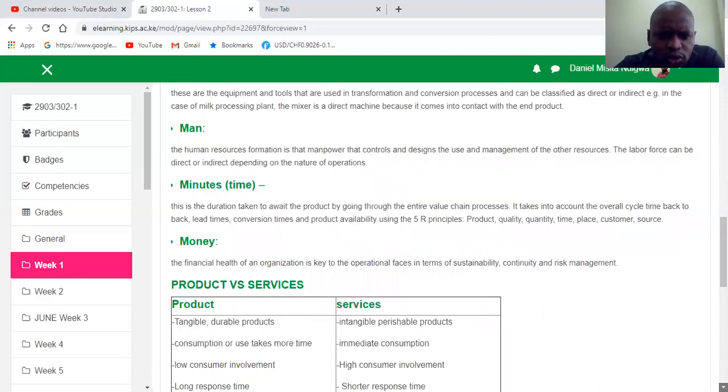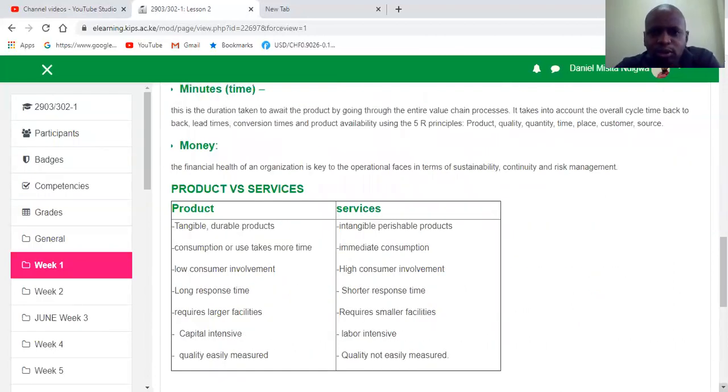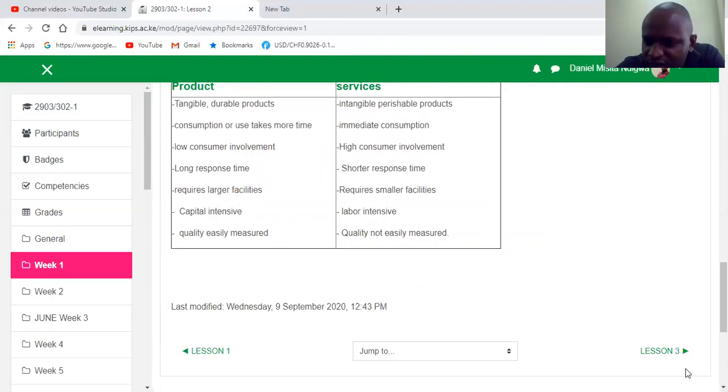So we are going to talk about the difference between a product and a service. The first difference is that products are tangible and services are intangible. The other one is that consumption or use of a product takes more than one time, while for services we have immediate consumption. So we'll read about the differences between products and services, and I believe they are self-explanatory.